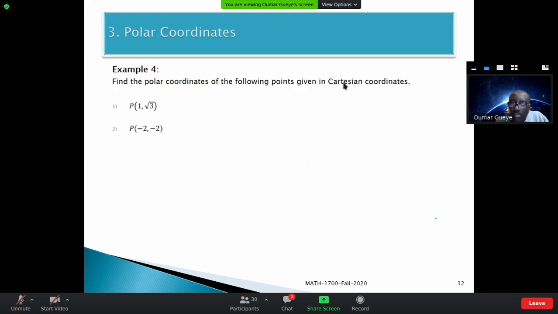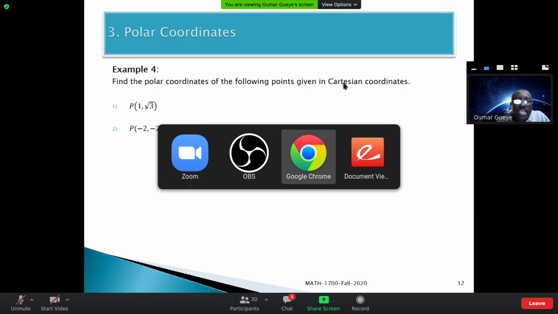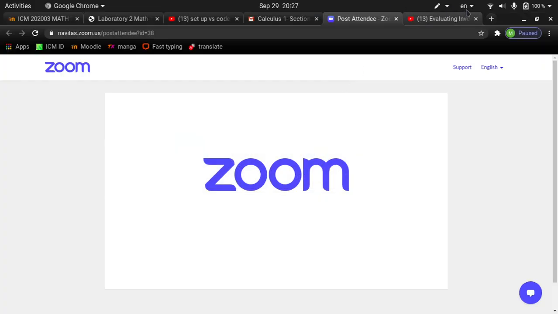Let's move on. So next we'll see an example. Calculate here, for example, the first one. So here we have the coordinates in the Cartesian system, and we want to get them in polar. So it means we want to get r and theta.